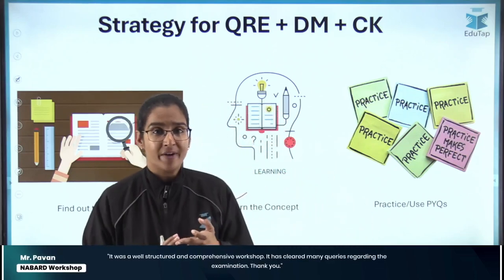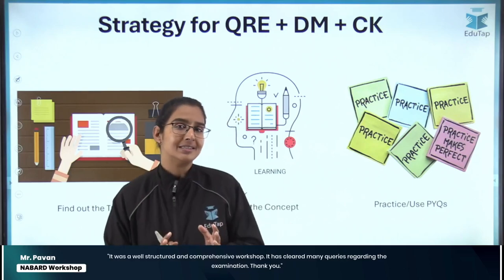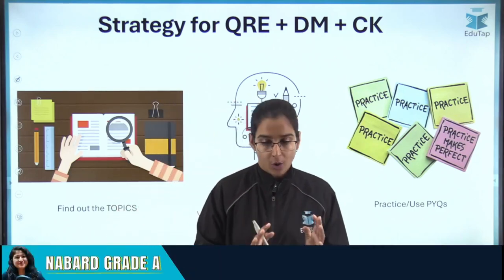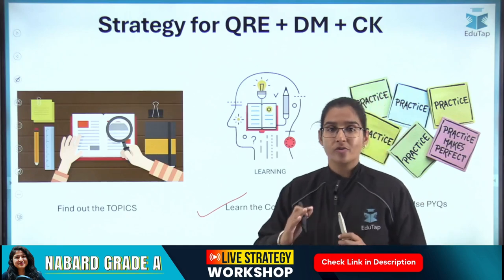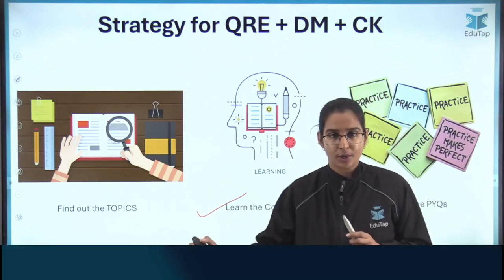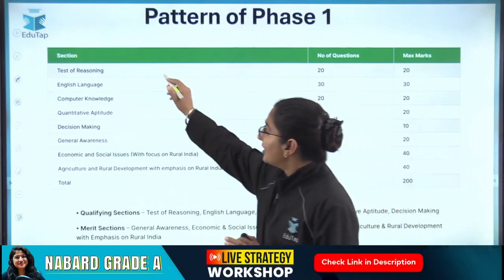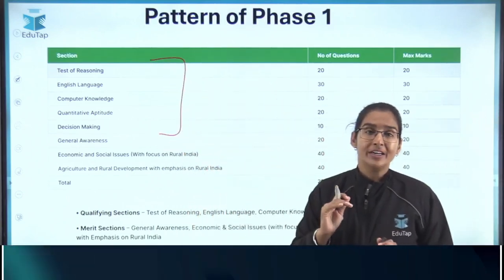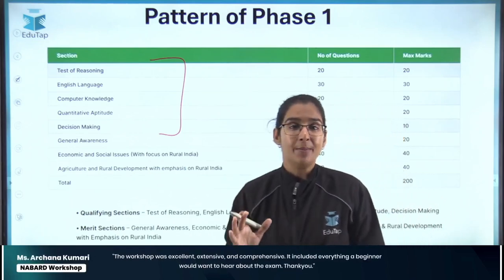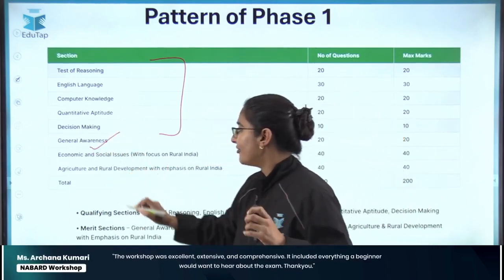The third thing you have to do is a lot of practice. Use your PYQs, use the test series, and practice a lot, right? So that is how you have to prepare your qualifying subjects: quant, reasoning, English, computer, and decision making. I hope with this I'm clear. So we have discussed the strategy, the pattern, and everything for these 5 subjects. Now let us move to the next and a very important component, which is the general awareness.